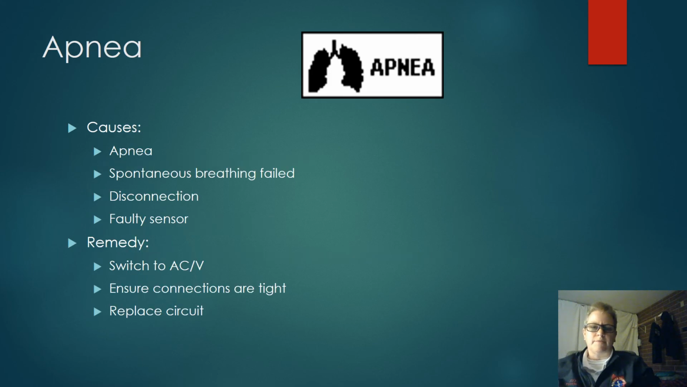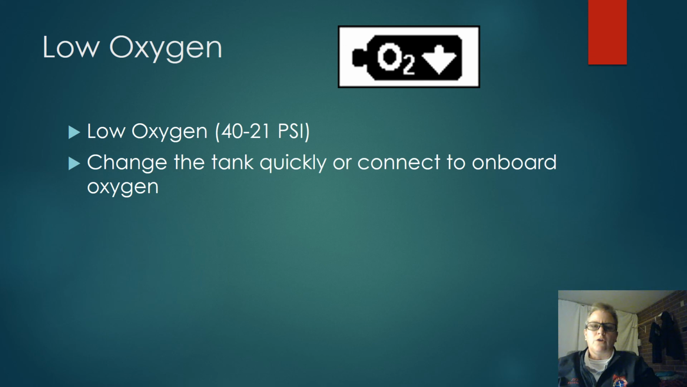Apnea, I don't think I have to explain this one, but some of the remedies with this alarm: switch it to assist control volume. If they're in a CPAP mode where they need to be spontaneously breathing and they're not, it will automatically default to ACV mode if they haven't triggered a breath within the trigger window. I think it's 20 seconds right now as the default. Ensure your connections are tight. Replace the circuit.